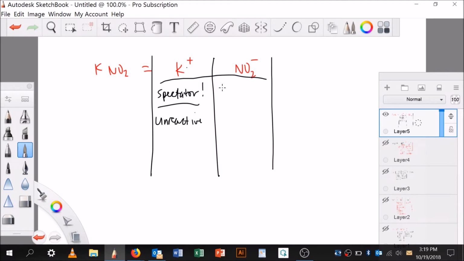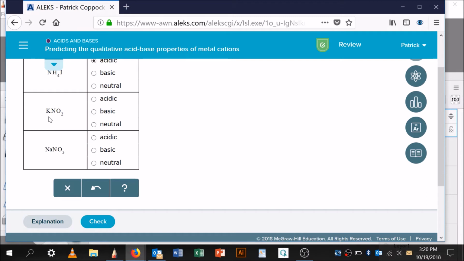Okay, but nitrite now, what's this? Well, this is the conjugate base of nitrous acid, HNO2, which is a weak acid. Well, my handwriting is terrible, isn't it? Let me go back and do that one again. Pretend like this is HNO2, which is a weak acid, right? And therefore, this is going to be basic. The conjugate base of a weak acid is somewhat basic. Let's go back over here. And so the potassium was unreactive, but this was basic, and so this whole thing is going to be basic.